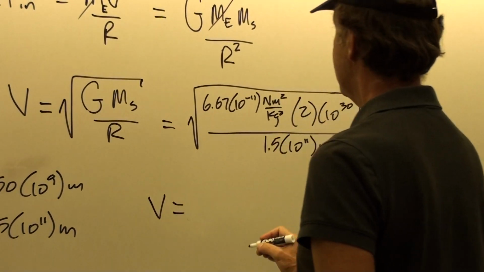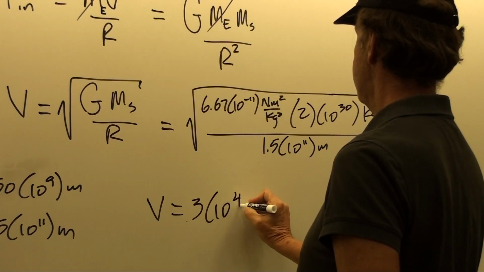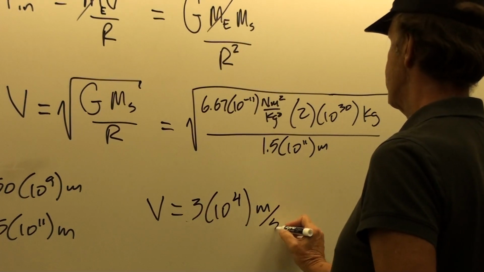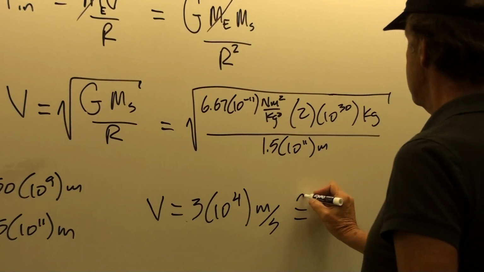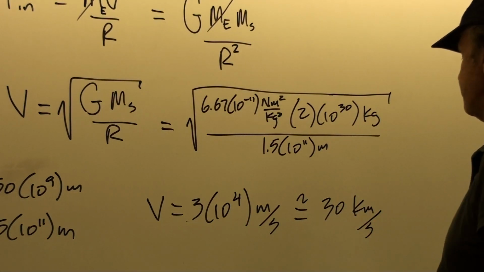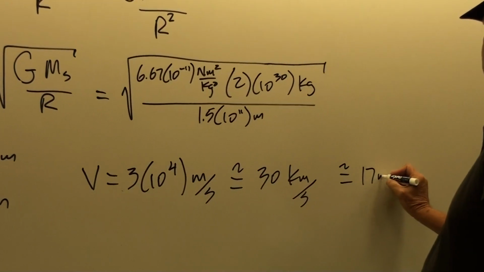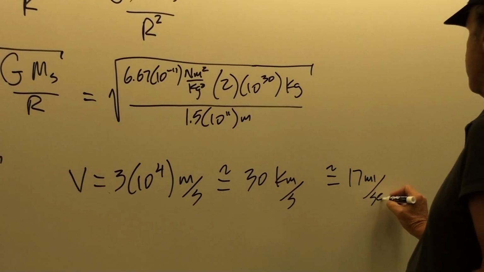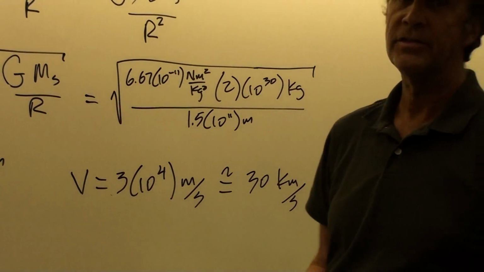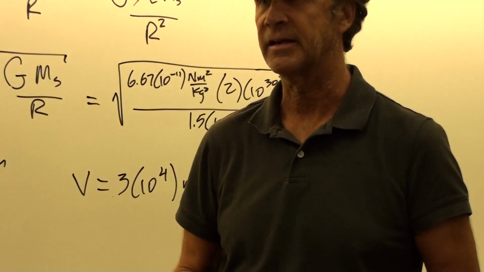Crunch that out. That gives us approximately 3 times 10 to the 4 meters per second, or that's about 30 kilometers per second. If we convert kilometers into miles, that gives us something like 17 miles a second. So that's how fast the Earth is moving in its orbit around the Sun, about 17 miles a second.